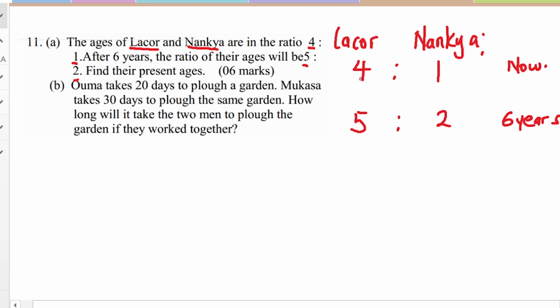Now, if the ratio of their edges is 4 to 1 right now, it only means that they are supposed to be in the ratio of 4 to 1. If we want to find their total age, or where they got these ratios from, for example, if we are to get the age of Lacour, it would mean it is supposed to be 4 times a certain number. Even Nancha, if I'm to get Nancha's age, it is 1 times a certain number.